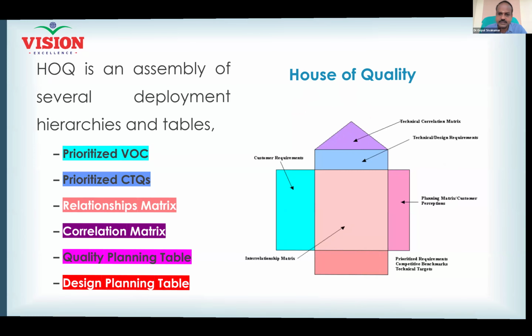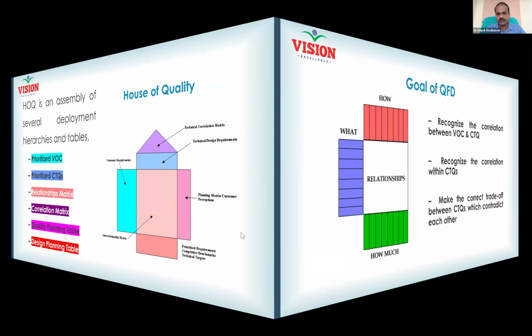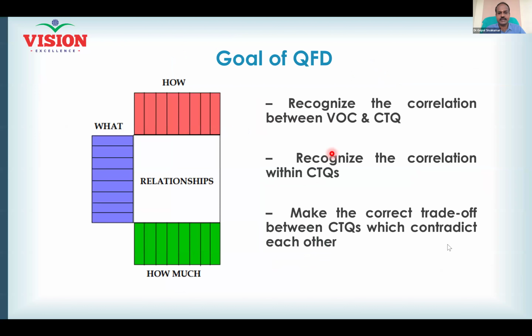So likewise, it works. The goal of the QFD is, see here, VOC is nothing but what the customer wants. CTQ are nothing but how you fulfill the customer's requirement. And what is the relationship between them? That is what we call the interrelationship matrix. And how much of the CTQ we should actually offer, considering the market condition and our ability, that is finally known as the design planning.